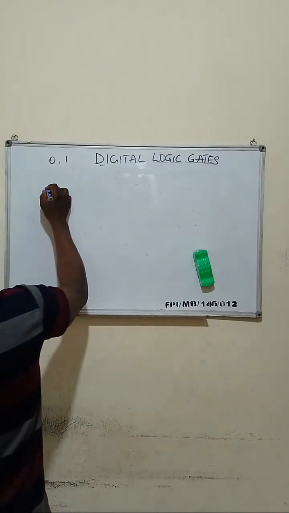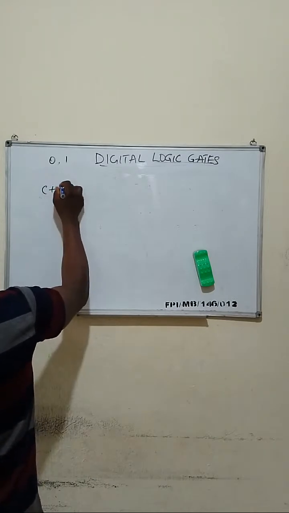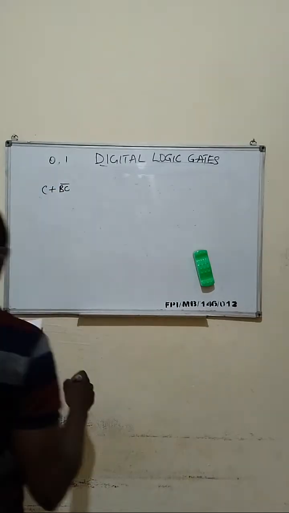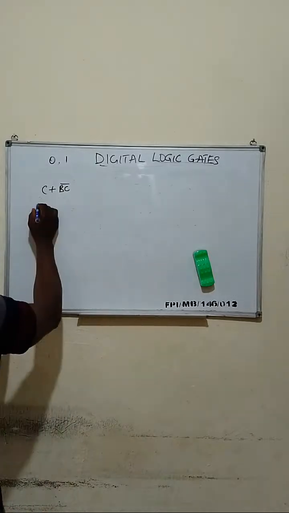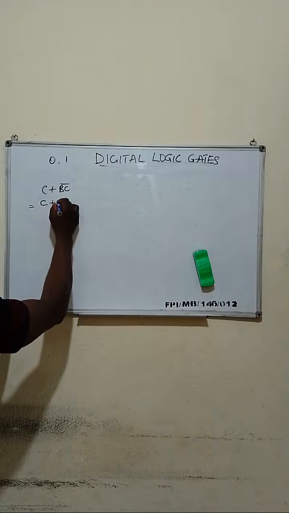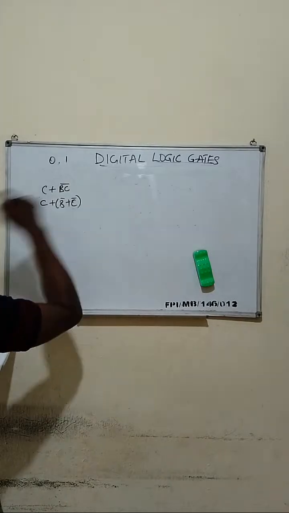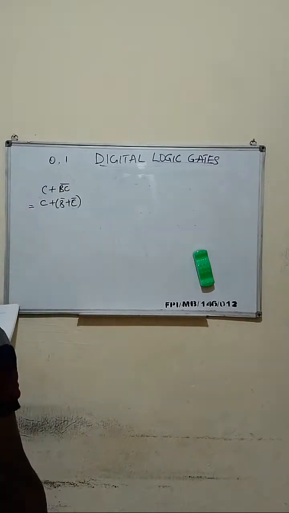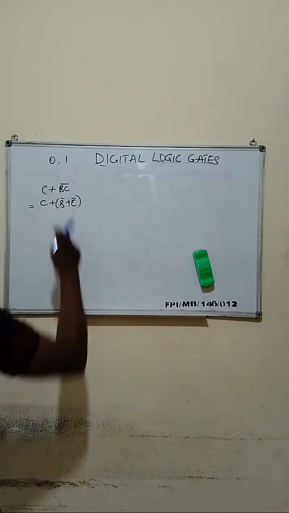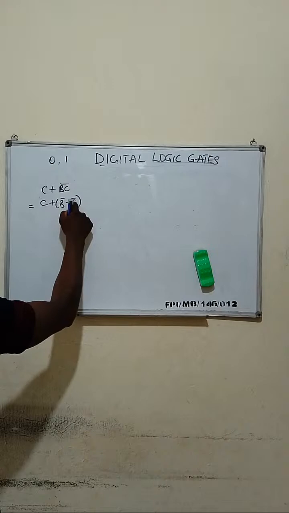All right. So we're going to simplify C plus B C bar. C plus B C bar is going to give us something like this: C plus B bar plus C bar. Look at this. We apply Boolean algebra right here. Sorry, we apply De Morgan's theorem from here to get this. This is De Morgan's theorem.